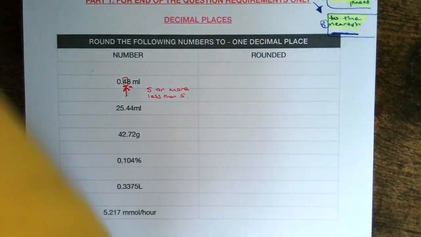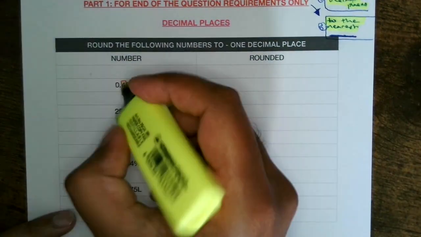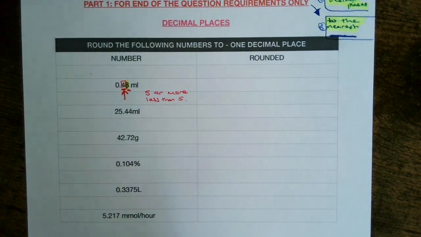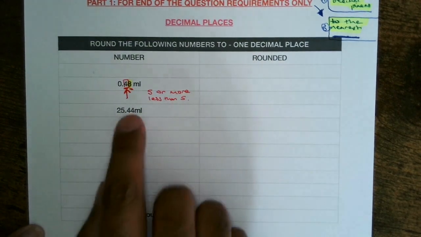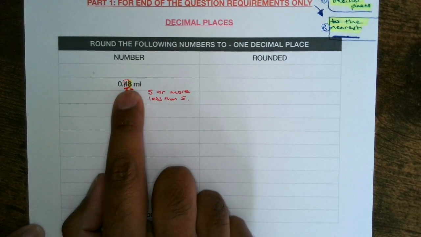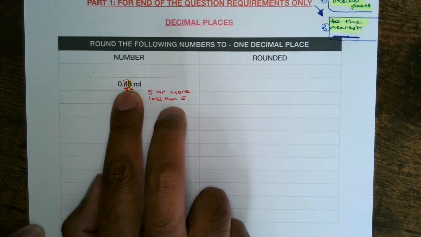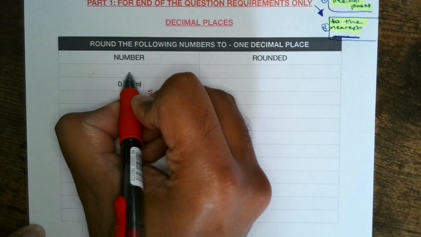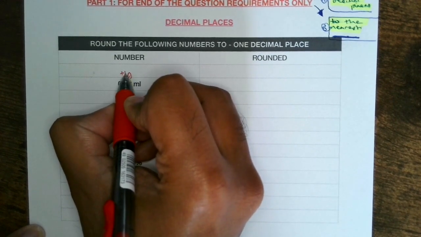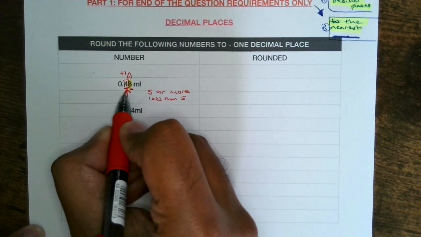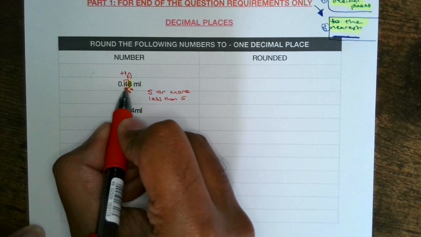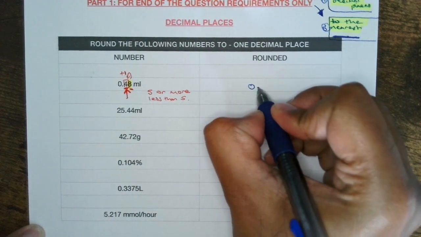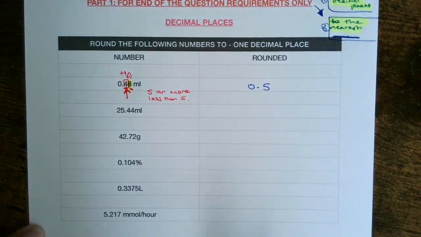So what am I doing? I'm looking at this number 8, the one that's next to the 1 decimal place. So I'm just going to highlight that for you. I'm looking at the number 8 and I'm saying, is that number 8 5 or more, or is it less than 5? Well, it's bigger than 5, it's 8. So what you do is you round it up. You add 1 to this number, the 1 in the decimal place. So you do 4 add 1 is 5. So your answer is going to become 0.5.